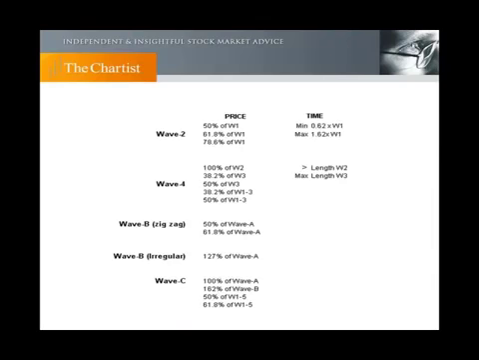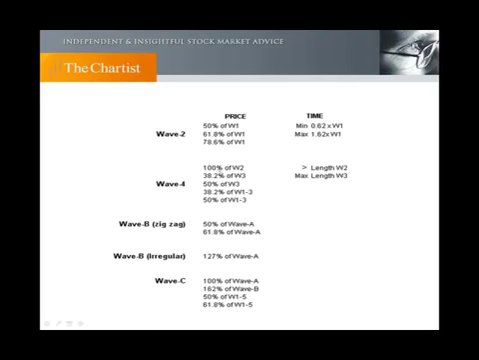So let's just take a look at this. I've put a few more complex ones on here, but basically for a wave 2, we're looking for a 50% to 61.8% retracement of wave 1 and an outside chance of a 78.6% retracement of wave 1. In terms of time, for a wave 2, the minimum time is 62% of wave 1 and the maximum time is 162% of wave 1.